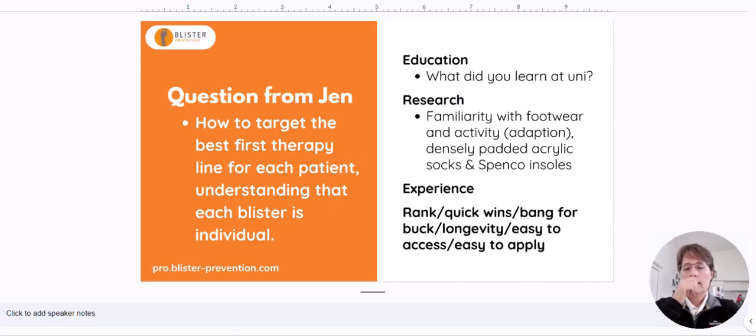You can try and get experience with blister management. This is what I've done since 2014. I've been going to 6-day ultra marathons and other endurance events, and that's how I've honed my skills in blister management.